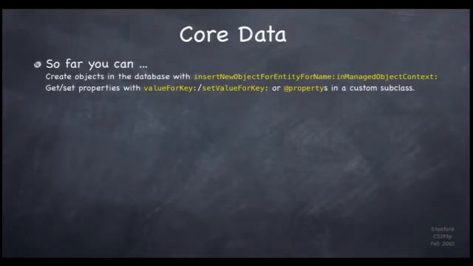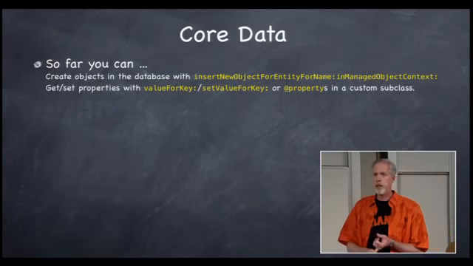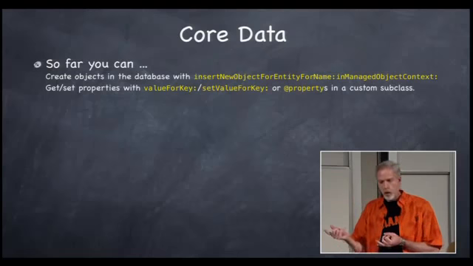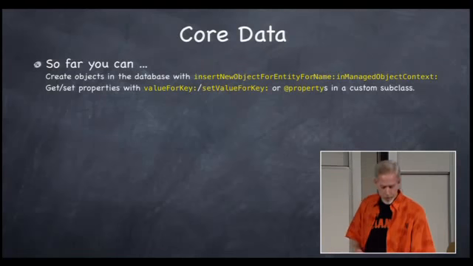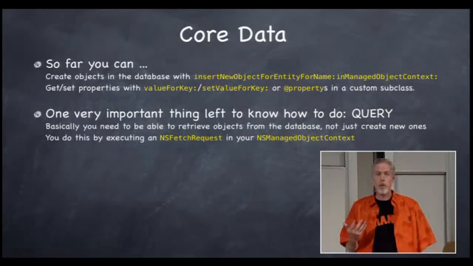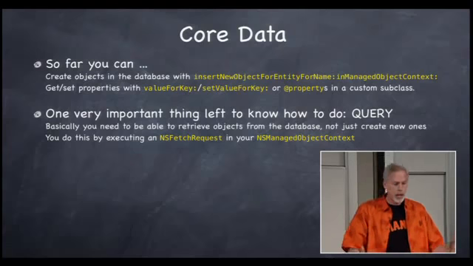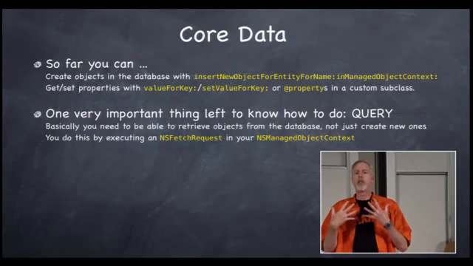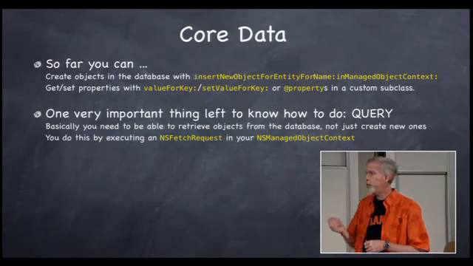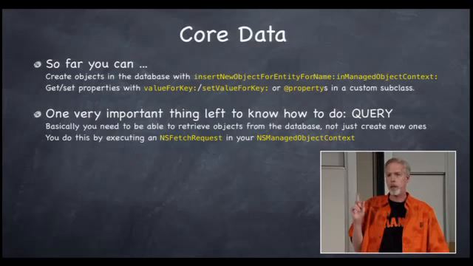So far, then, we've learned how to insert objects in the database and how to get and set their properties, either using valueForKey and setValue:forKey, or using these @properties in our custom subclasses. So what's left to know how to do? Well, there's a few things, but the really important thing left is to query, to go out to the database and say, give me all the photo objects that match some particular query criteria. And you do this by creating and executing these NSFetchRequest objects.